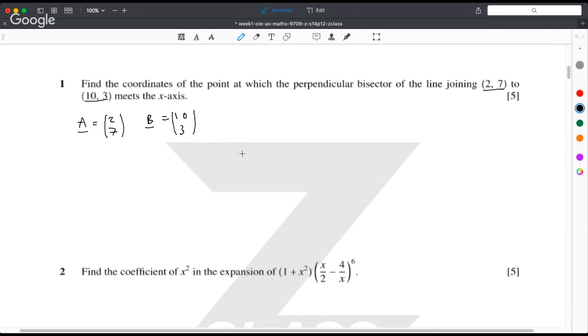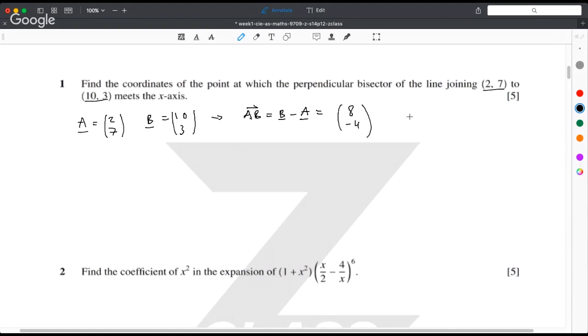Now, we want the perpendicular bisector of the line that joins these 2 points. So what is the line that joins these 2 points? Well, that's just the line AB. And if you recall from previous papers, that is given by B minus A, because that's how you get from A to B. You go backwards down A and then forward to B. And that's equal to 8 minus 4.